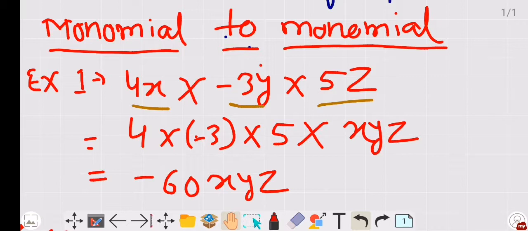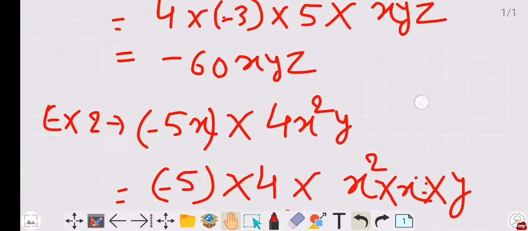As you can see here children, I have multiplied the numbers with their signs. Sign is very important while multiplying expressions. The answer is minus 60xyz.